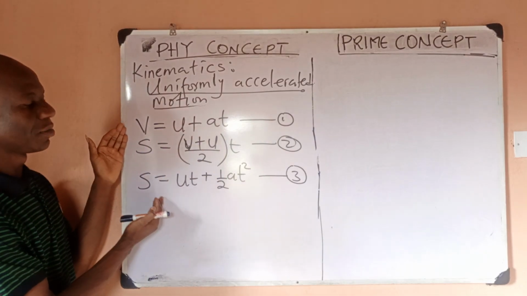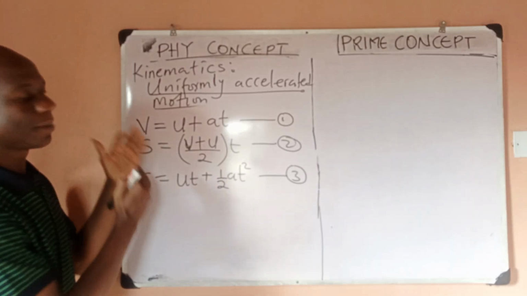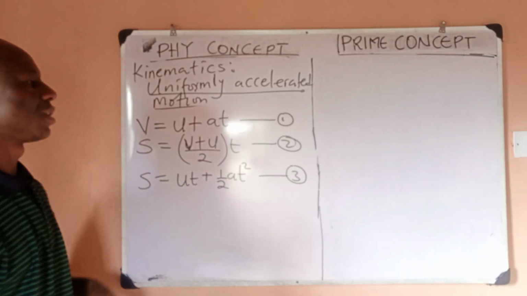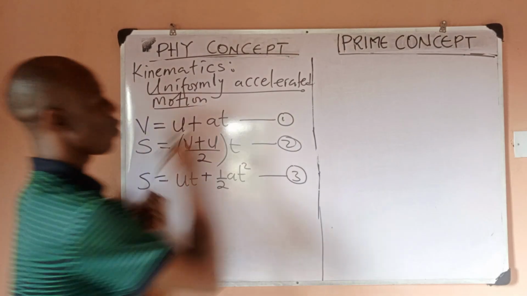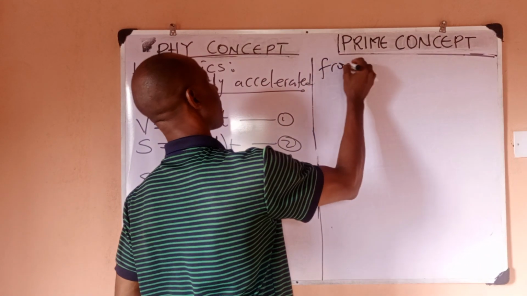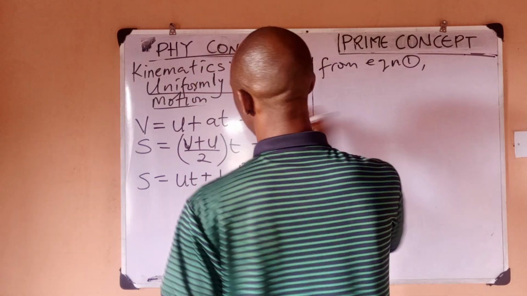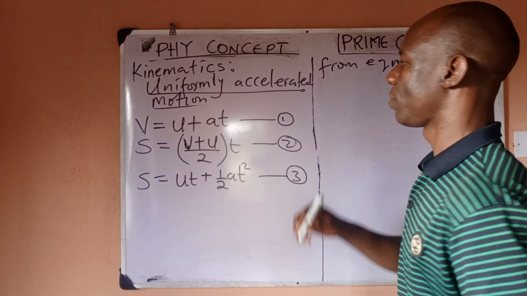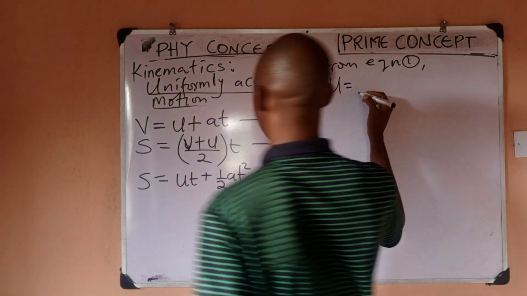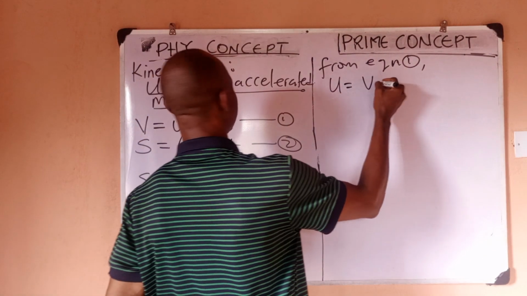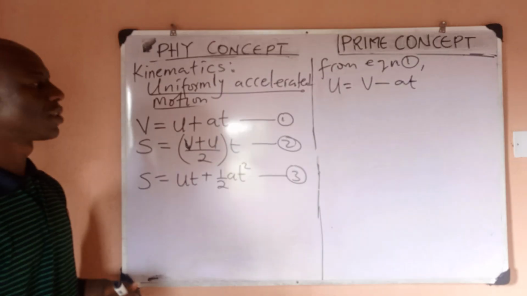So these have been derived already, and we want to combine these equations to derive the next equation. Now see what we are going to do. From equation 1, we want to make u the subject formula. So if I make u the subject, I would have that u is v minus at. This is what I would have when I make u the subject.